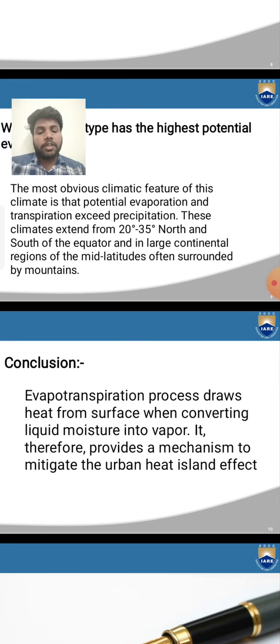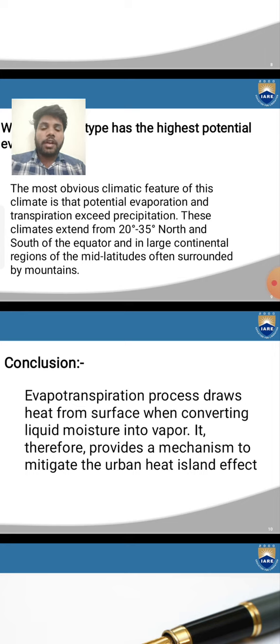So finally, we can come to a conclusion that the evapotranspiration process draws heat from the surface when converting liquid moisture into vapor. It therefore provides a mechanism to mitigate the urban heat island effect. So we can say that transpiration and evaporation combine and form evapotranspiration. Evapotranspiration draws the heat from the surface, that is from the groundwater, which is extracted from soil, or the available water such as lake or river or pond, etc.